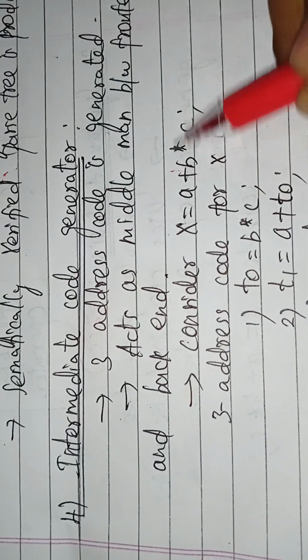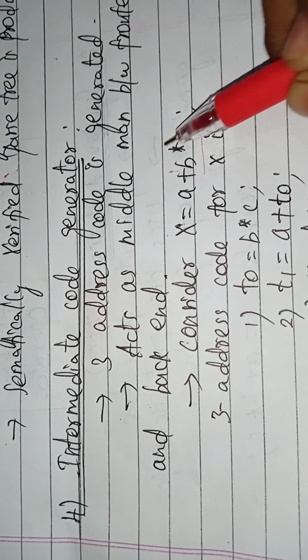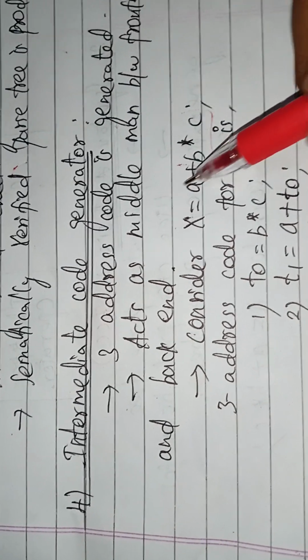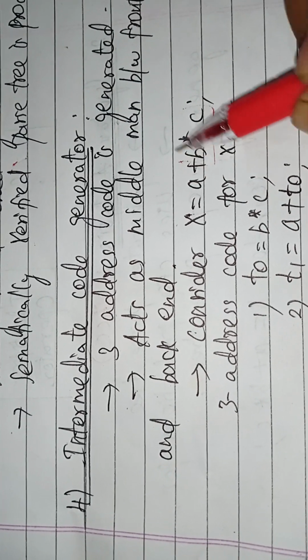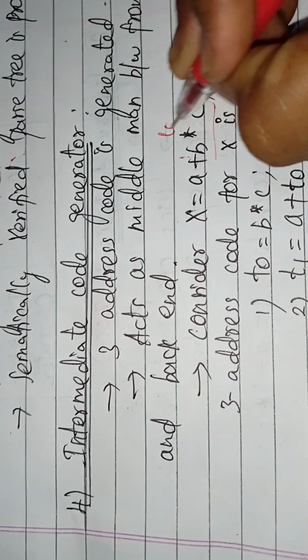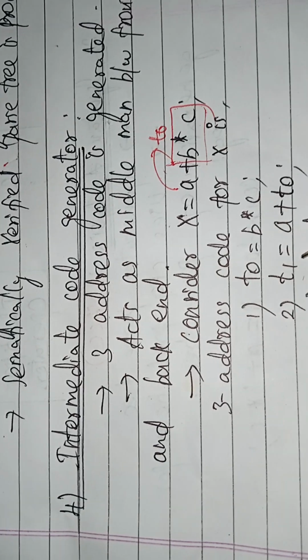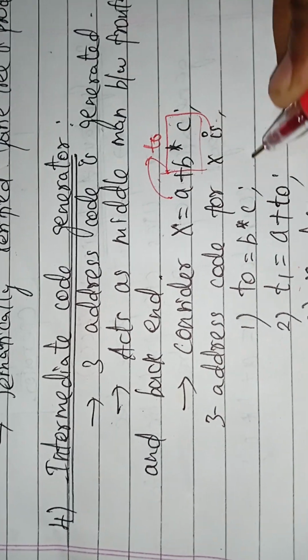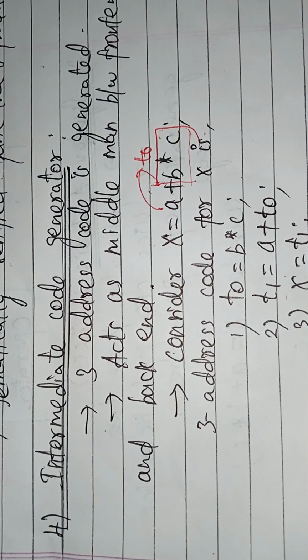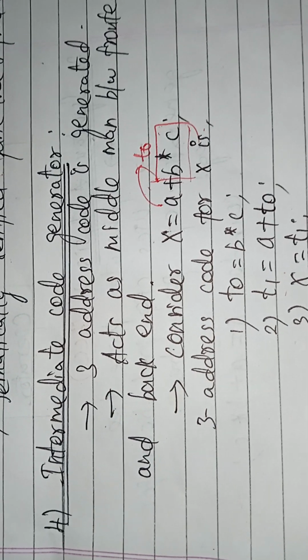The t0 is nothing but a temporary variable. So here this b star c part is named as t0, and the a is added to this part, which is nothing but the t0. If we add this, it is named as t1. So t1 is equal to a plus t0. And then we are naming the t1 as x, which is an intermediate code.